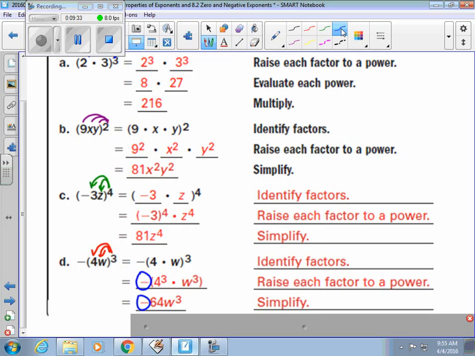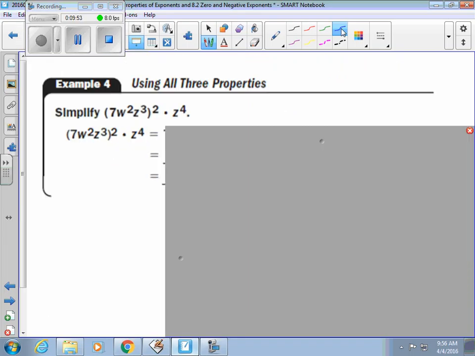So those are the 3 properties we're looking at. Multiplying the same bases, add the exponents. Raising a power to a power, multiply the exponents. And using the property that allows us to separate it and raise each factor to the power outside of the parentheses. Here's the checkpoint that follows. Oh, one more. This is all 3 of them together.